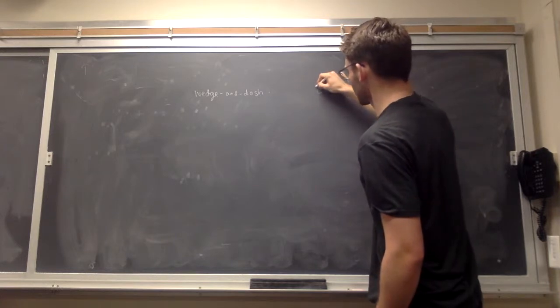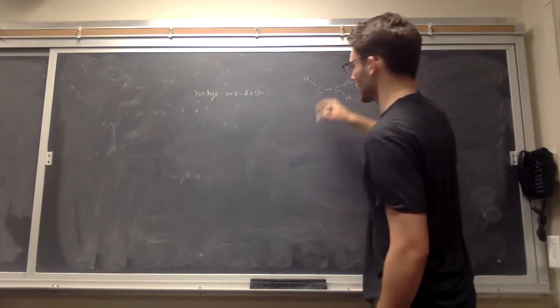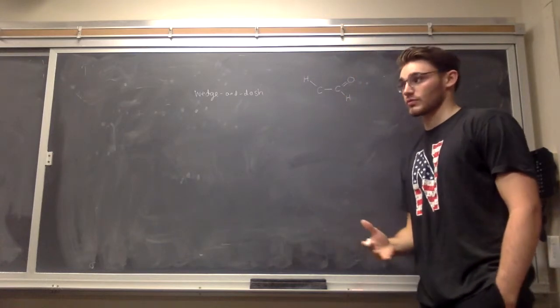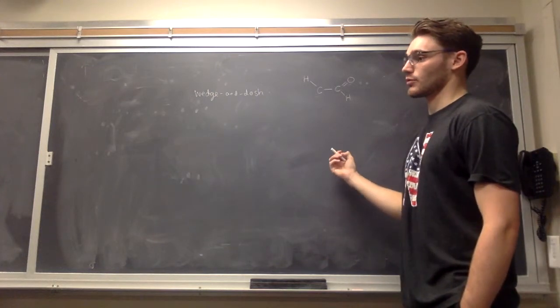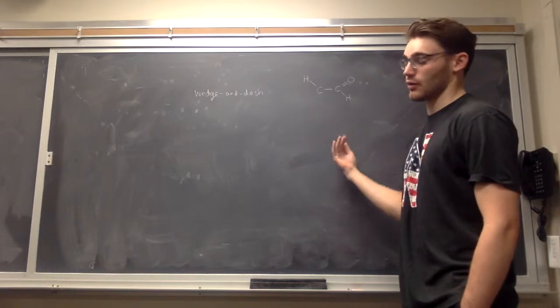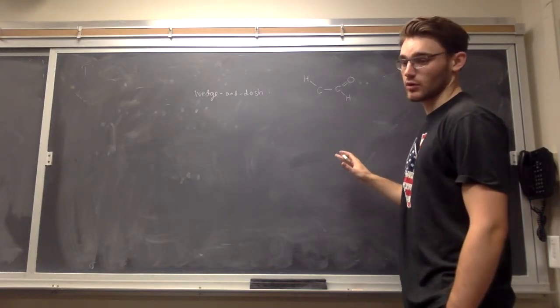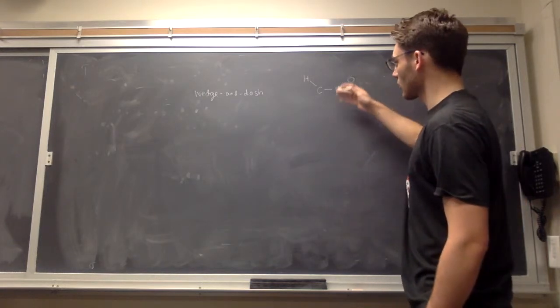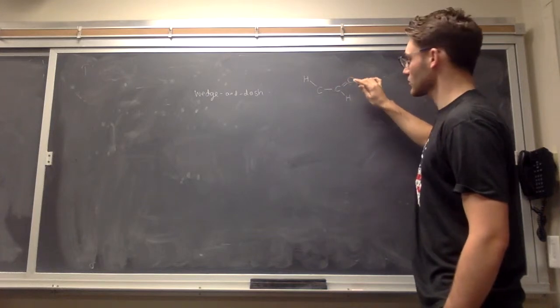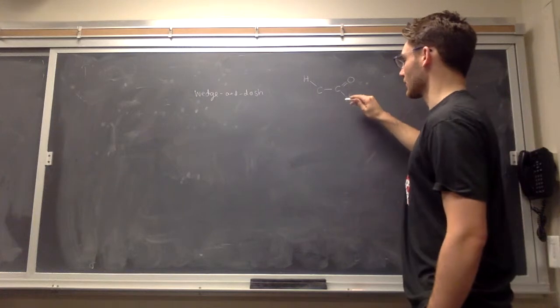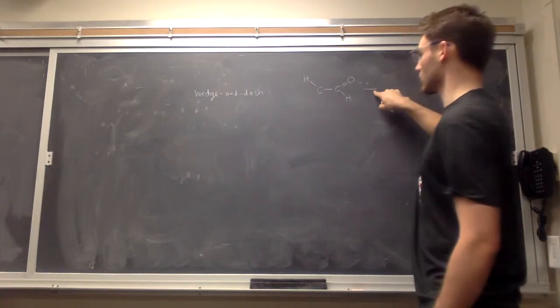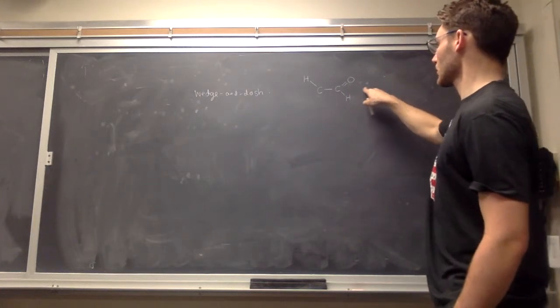Just like this. But I could include wedges or dashes to indicate whether this bond is going out of the board or into the board, or if it's in the plane of the board. All of these that are just depicted with normal bonds that are just lines, these are all in the plane of the board.